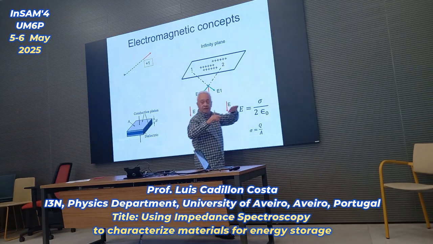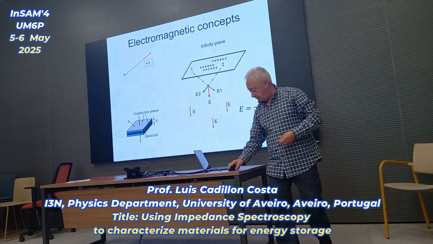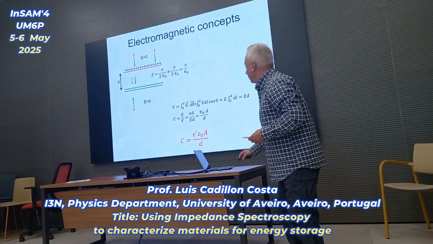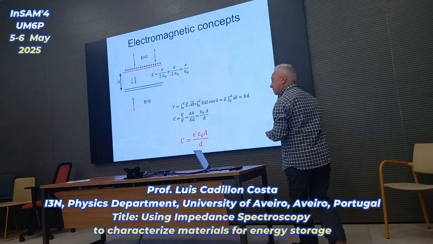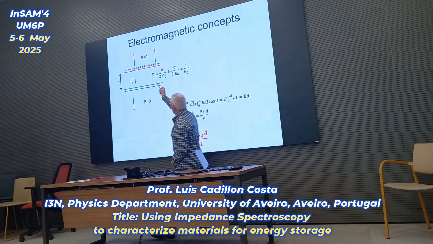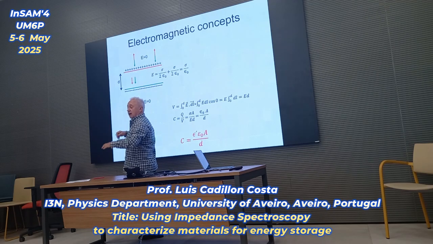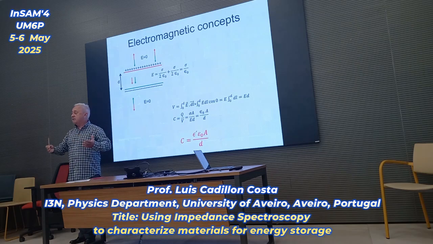We have one infinite plane. Then we put the second plane. Okay, we have a second plane. This is one infinite plane, and I put a second plane. Then I put a positive charge on one, and here I put a negative charge. So I have to try again: how is the electric field?